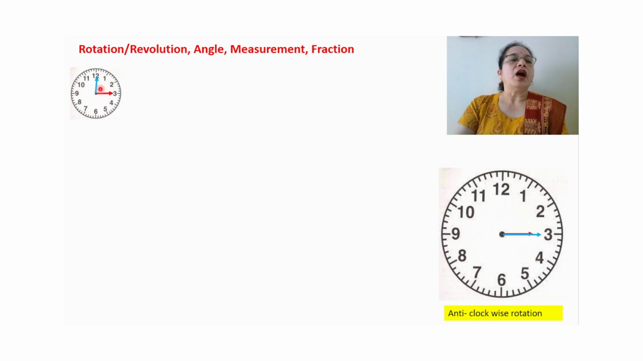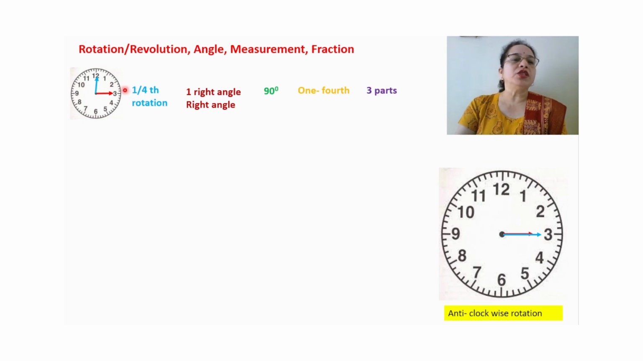So here how much rotation is there? This is 1/4 part of the circle. So this is 1/4 rotation. And now how many right angles? You can see over here there is only one right angle. One right angle means 90°. This is 1/4 rotation. If we write in words, this will be 1/4.